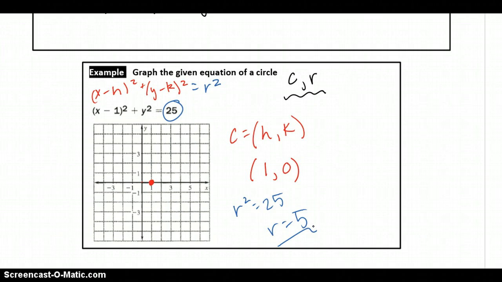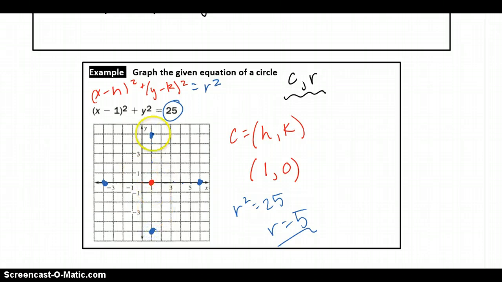Alright, so how do we graph this now? How do you know what the circle looks like? If we know our center, we know our radius is 5, we can go 5 units in any direction from our center, right? And that should give us the edge of the circle. So go 5 units to the right, draw a point, go 5 units up, draw a point, 5 units to the left, and 5 units down.